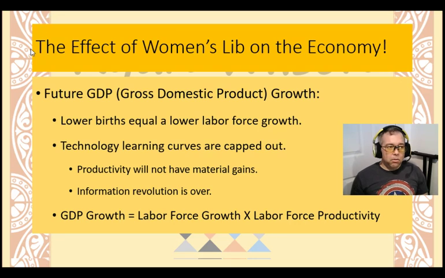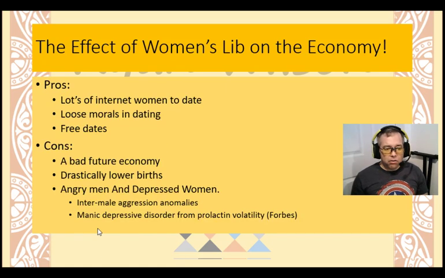So, really, what's going on is this really needs to be effectively presented at churches. It needs to be presented at universities. It needs to become a movement where people are actually getting married again and actually staying in stable relationships so that they don't have these manic depressive disorders from prolactin volatility anomalies.